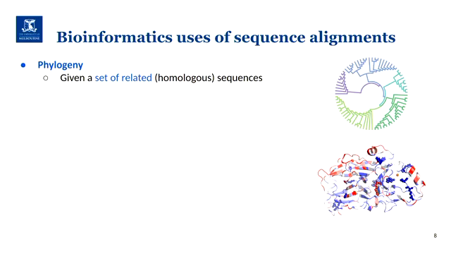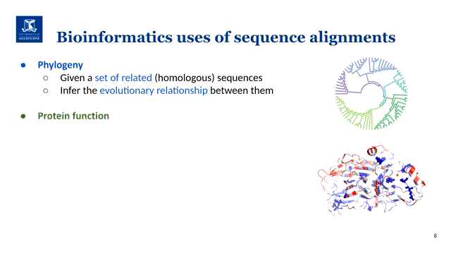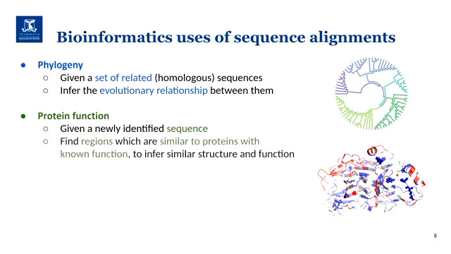The main question in phylogeny is, given a set of related homologous sequences, we try to infer evolutionary relationships between them to build a tree view of how these sequences evolved. We can also use sequence alignments for representing function. So given a newly identified sequence, we would be interested, for instance, in finding regions which are similar to proteins with known function, which have been validated before, to try to infer its structure and function, or maybe annotate its function. So come up with a hypothesis. So you have something that is very similar, that I know the function of, can I try to understand what this is doing?